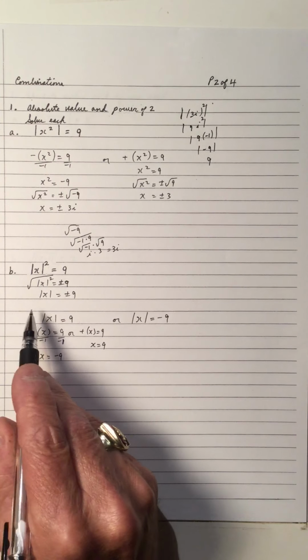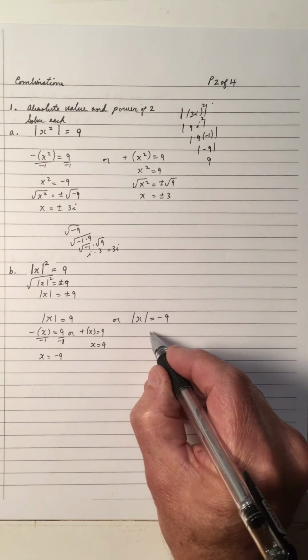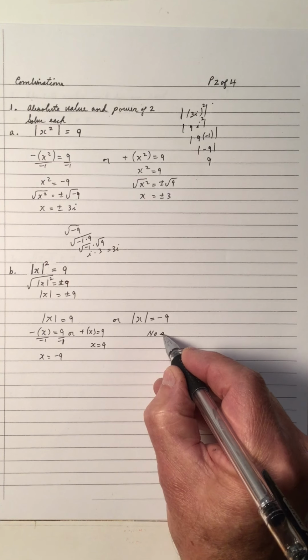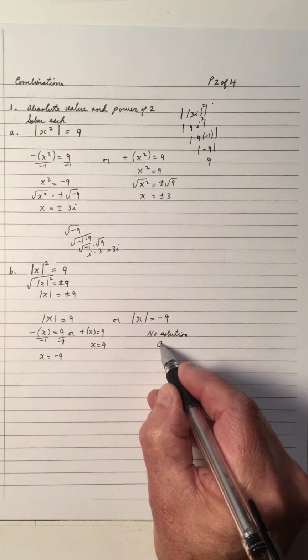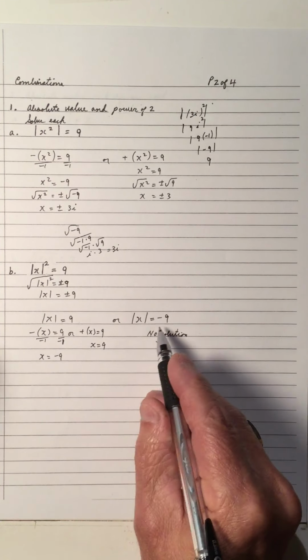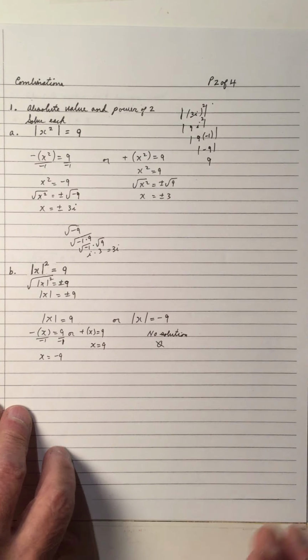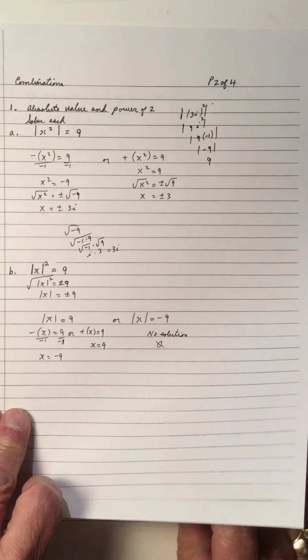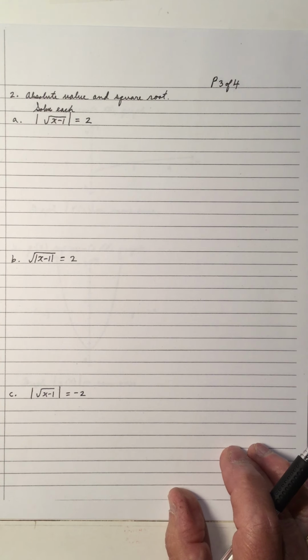But the absolute value of x is negative 9 is a no-no. So there's no solution to this, because the absolute value is always positive. So again, just look at the difference between these two. I just thought that was interesting to look at those two questions.